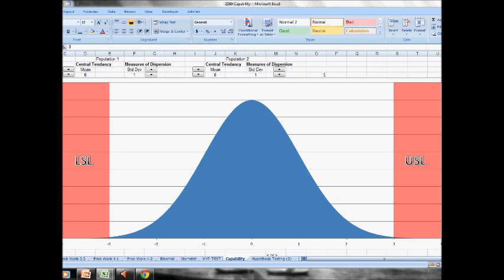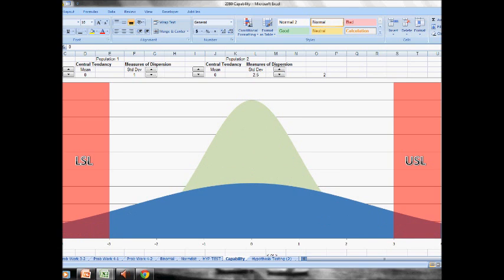So you can see this is an example of a CP that is 1, because let's say your lower spec limit minus your upper spec limit, that's 6. The distance between that is 6. Now how big is your process spread? Well, it just happens to be 6 as well. So it's 6 divided by 6, which is 1. Now what happens if my standard deviation is more?